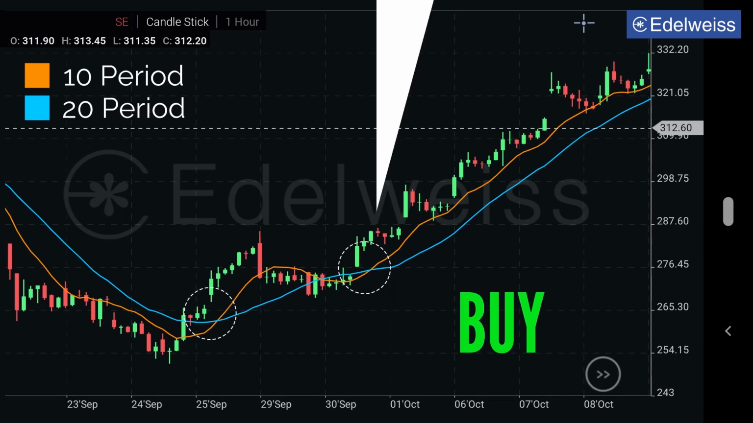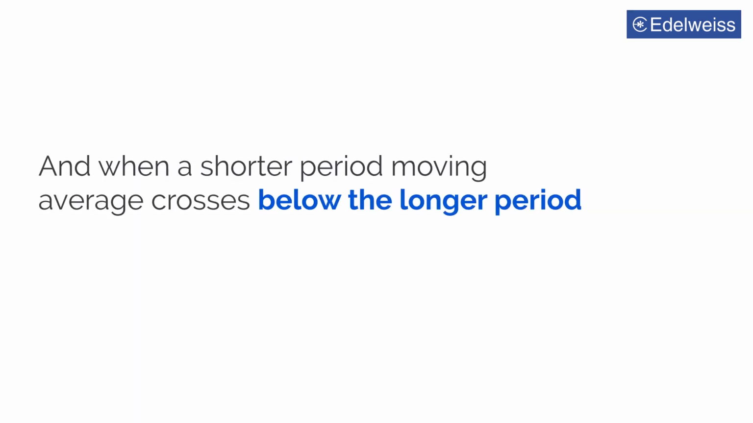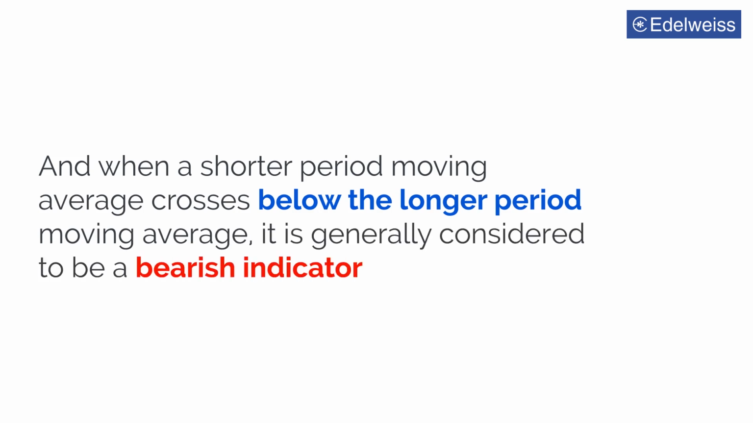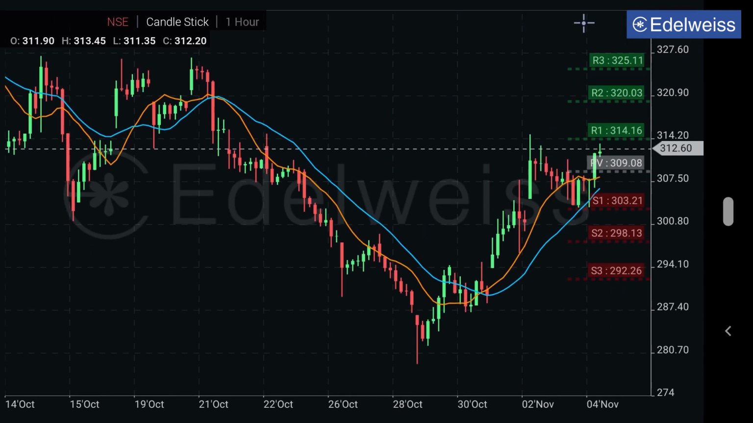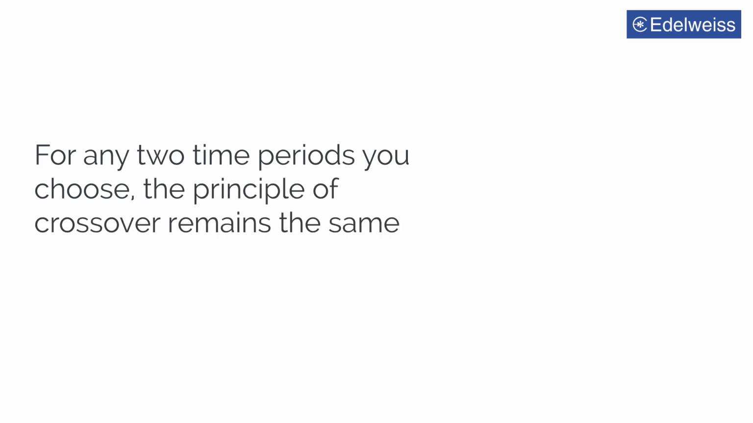In our case, when the 10 period moving average crosses above the 20 period moving average, it is considered a good time to buy. And when a shorter period moving average crosses below the longer period moving average, it is generally considered to be a bearish indicator. Here, when the 10 period moving average crosses below the 20 period moving average, it is a good time to hold a short position. For any two time periods you choose, the principle of crossover remains the same.